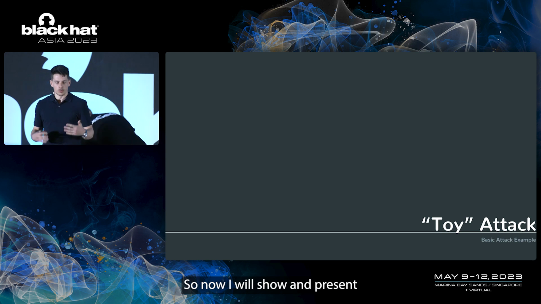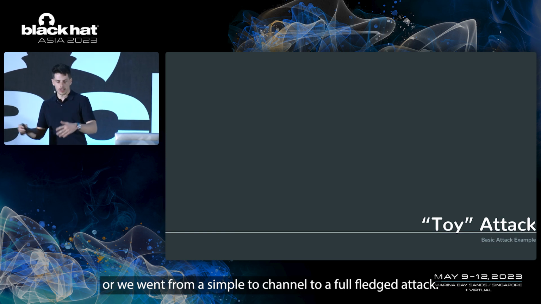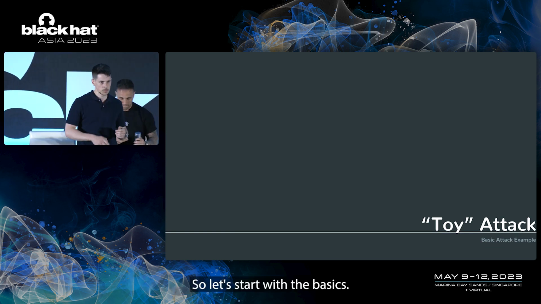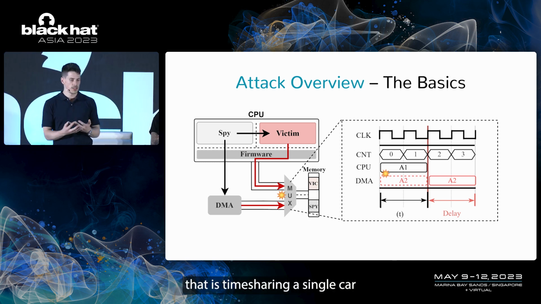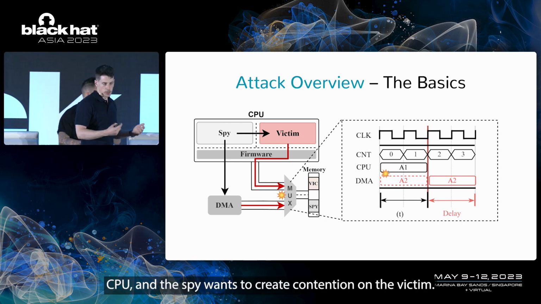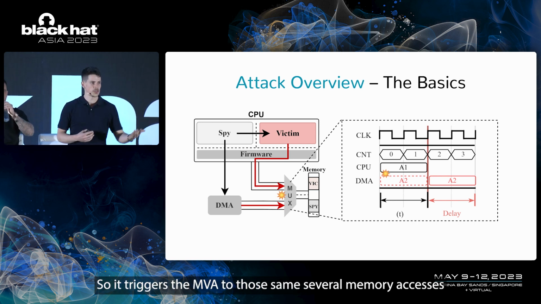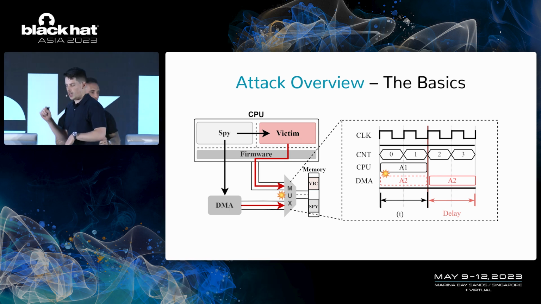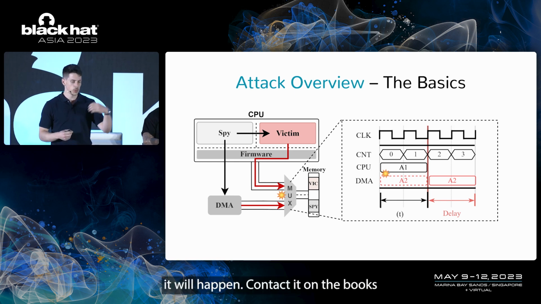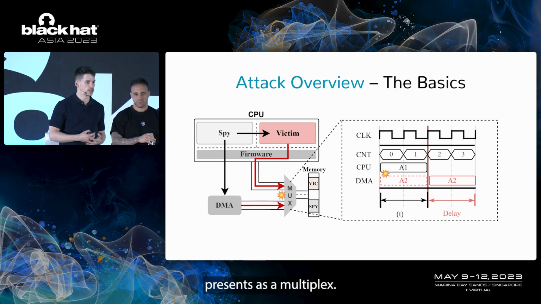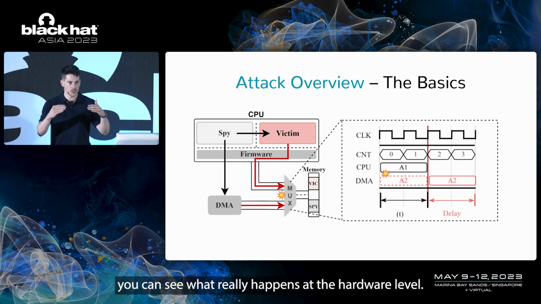Thanks, Sandro. So now I will present how we went from a simple microarchitectural channel to a full-fledged attack. Let's start with the basics. Let's assume that we have a spy and a victim that are time-sharing a single-core CPU, and the spy wants to create contention on the victim. So it triggers the DMA to do several memory accesses and then invokes the victim. When the victim tries to access the shared memory bank, contention will happen on the bus, here represented as a multiplexer. On the right side, you can see what happens at the hardware level.